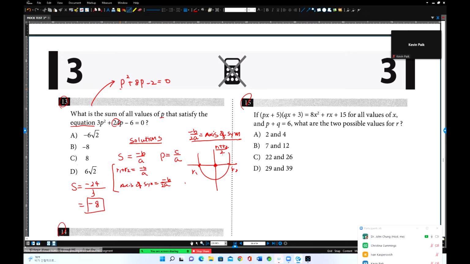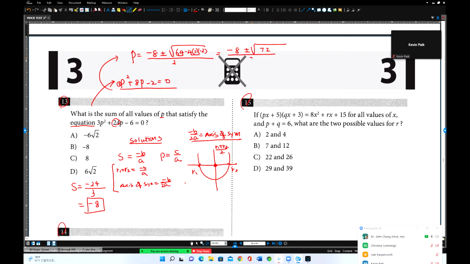I think it's very similar to questions from last time. What is the quadratic formula? Negative b, which is negative 8, plus or minus the square root of b squared, 64, minus 4 times a, which is 1, times c, which is negative 2, all over 2 times a, which is 1. So negative 8 plus or minus the square root of 64 plus 8, which is 72, right?